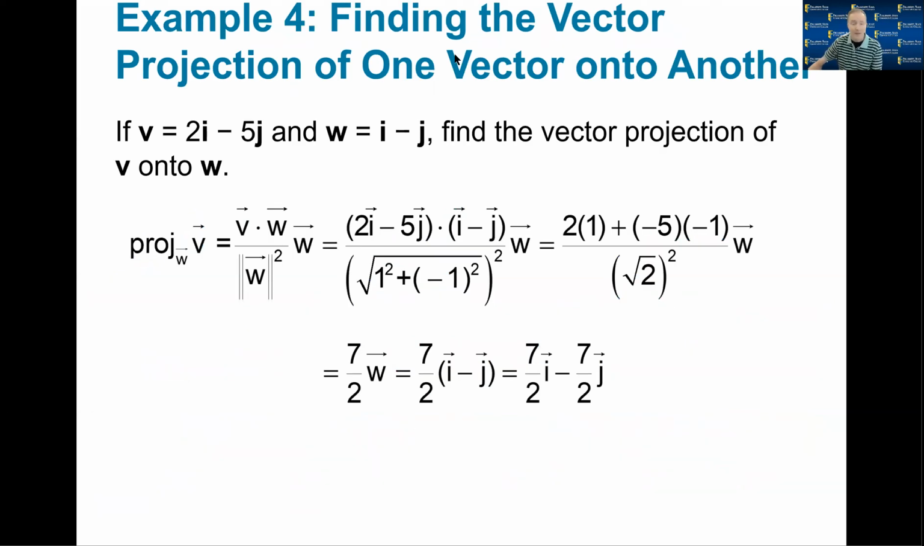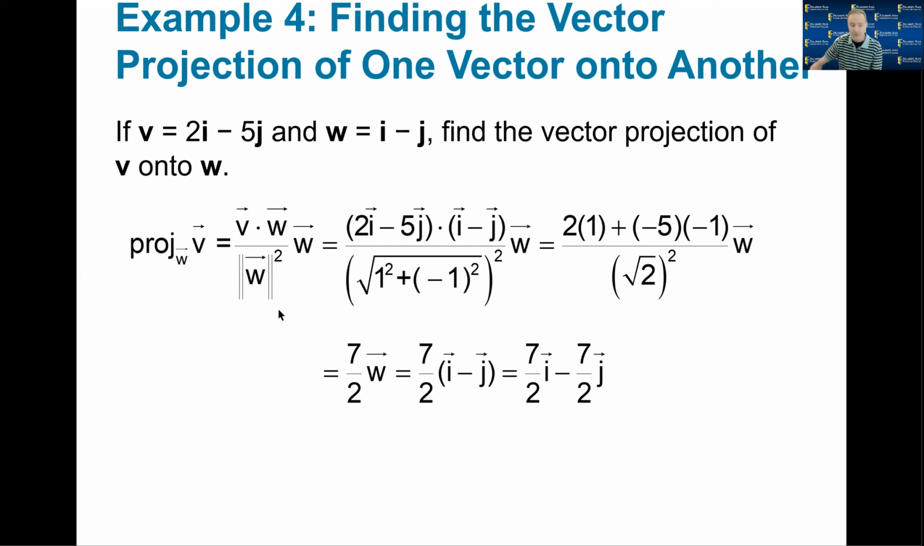If we find the vector projection of one vector onto another, let's say I'm looking at the problem where vector V is 2i minus 5j, and vector W is i minus j. I want to find the vector projection of V onto W. This is called the projection of V onto W. You don't have to draw the little arrows if you don't want, though technically they're supposed to be there. We know how to do this. It's the dot product of V and W divided by the magnitude of W squared, times vector W.